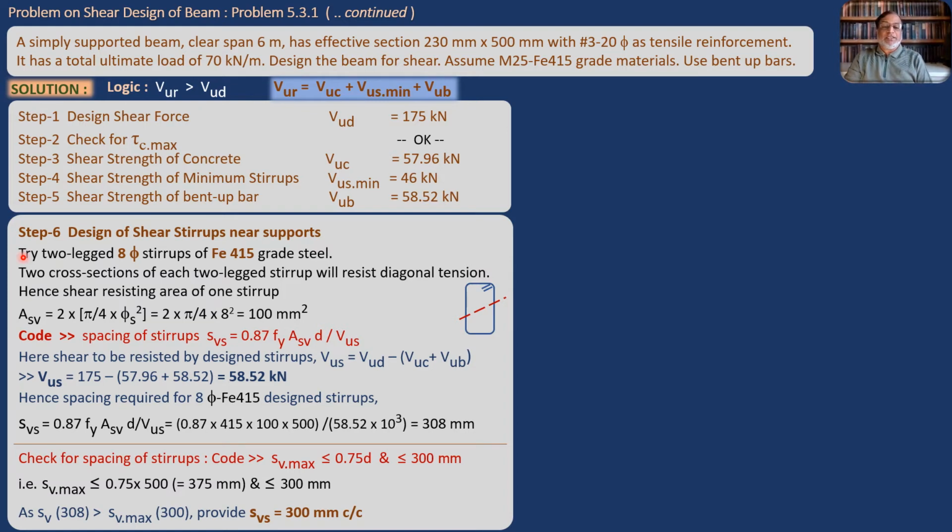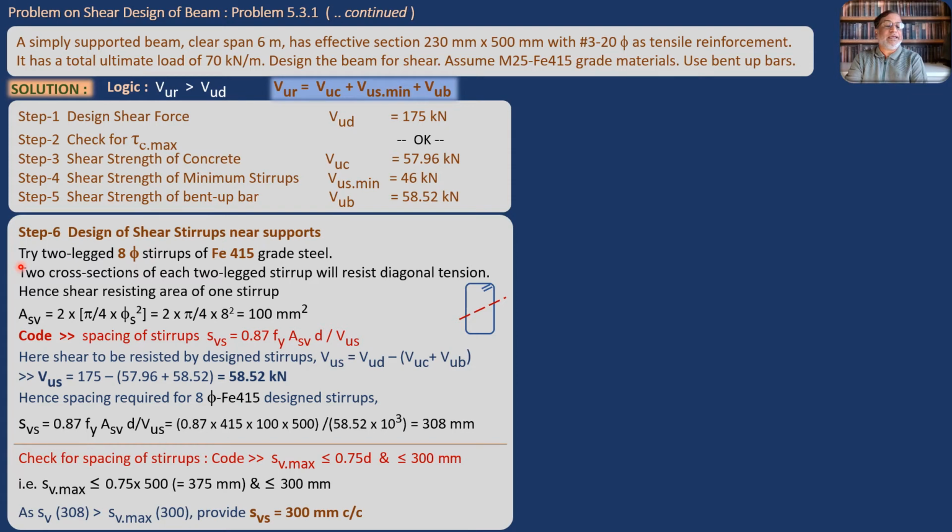The spacing of the shear stirrups will depend upon how much shear force you are supposed to resist. If you want to resist a smaller value of shear force, you will require a larger spacing. If you want to resist a greater value of shear force, greater the value of shear force to be resisted, closer the spacing of the stirrups. So the shear stirrup spacing will depend upon the value of shear force you want to resist. But before that you have to decide the diameter and the grade of steel.